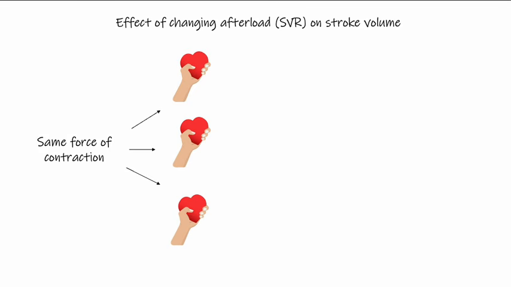Now, as we talk about systemic vascular resistance, I do want you to understand the relationship that systemic vascular resistance may have on stroke volume. So in this illustration, think of the heart, the hand squeezing the heart, as representing the contractile force of the heart. So we have 3 different scenarios, all of which we're having the same degree of contraction on the heart. Afterload is the resistance the heart is having to pump against.